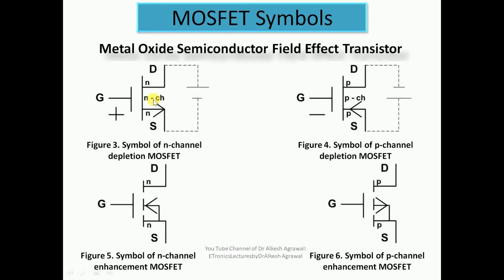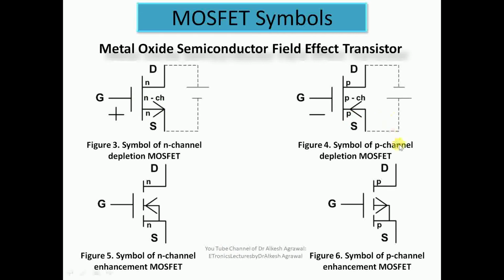Here in this N channel depletion MOSFET, we have the arrow outward, which can be understood by the direction of the flow of current. So this is the N channel, and the suitable voltage is of positive polarity at the gate. If we assume a positive polarity voltage at the drain and a negative polarity voltage at the source, the direction of flow of current will be from positive towards negative. That is why the arrow is outward.